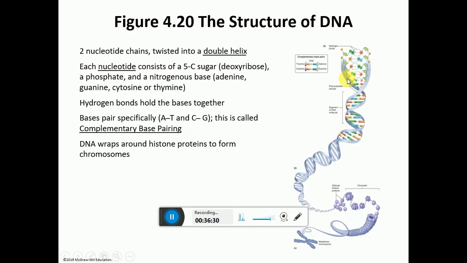So here you can see the structure again of DNA and how it is twisted into what is known as a double helix. We've already talked about these complementary base pairings where the adenine and thymine always bind together, and cytosine and guanine always bind together as well. You can see that they're very tightly wrapped around these little histone proteins, so that at the end they look like these X-shaped chromosomes.